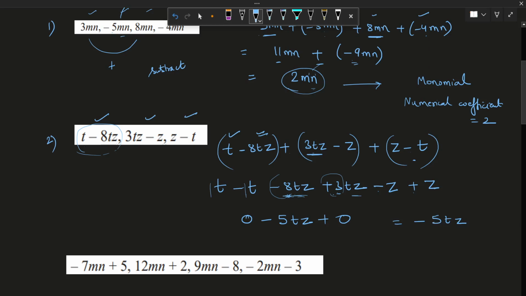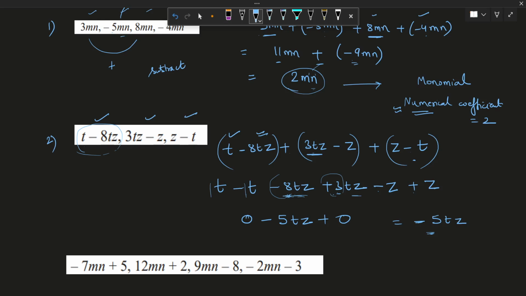Here, if I talk about the numerical coefficient, the numerical coefficient is minus 5, because if they ask what is the numerical coefficient of a term, we need to take the negative sign also with that. I'm explaining this extra because in algebra you have questions like: what is the numerical coefficient of this term? Is it a monomial? Is it a binomial? So I'm discussing that also.